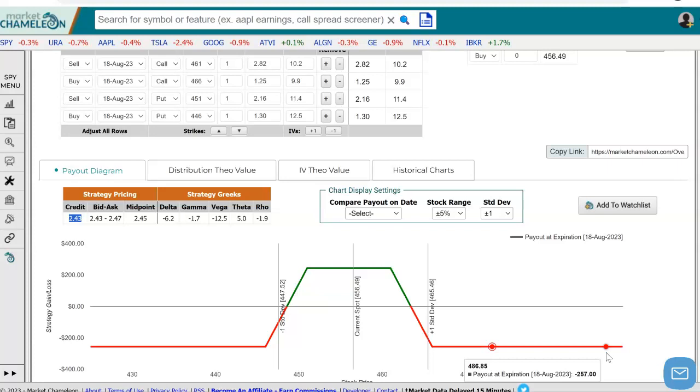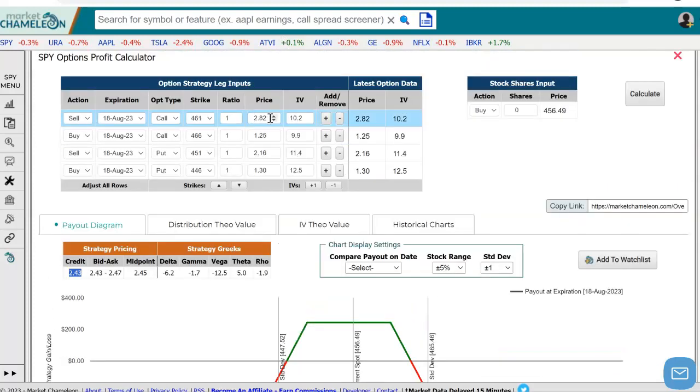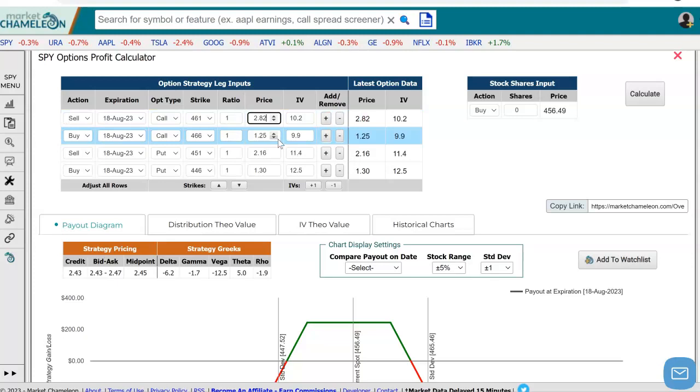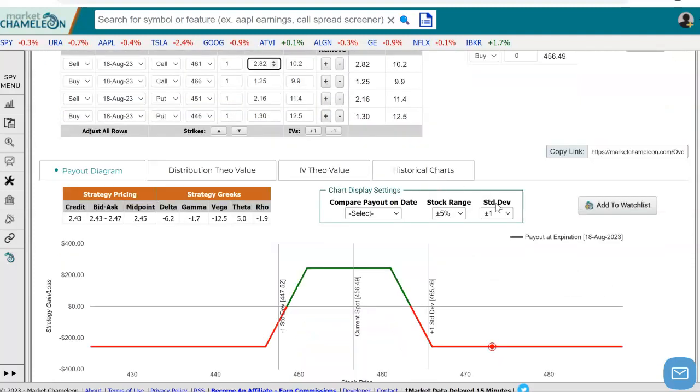If you want to change the prices you can go up here and move the prices of each leg up or down, and then you could rerun the calculator to see how that looks if you change the prices of that Iron Condor. If you want to change the strikes, you could also change the strikes from here, and so forth.